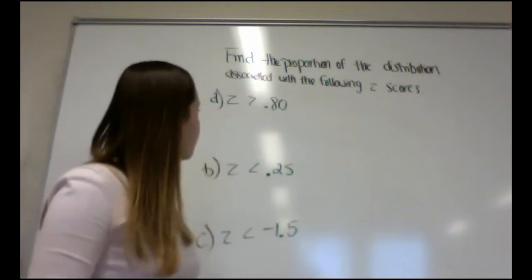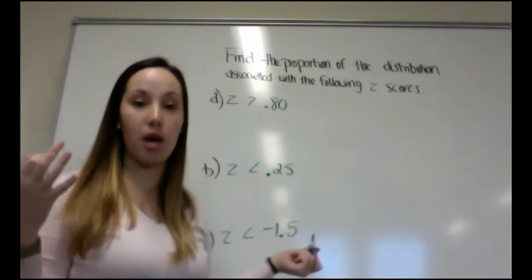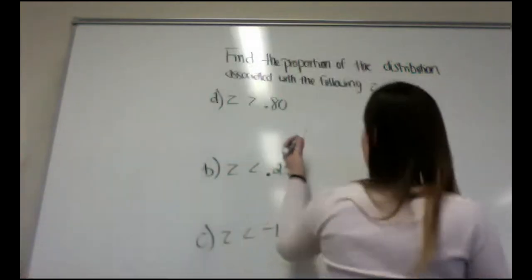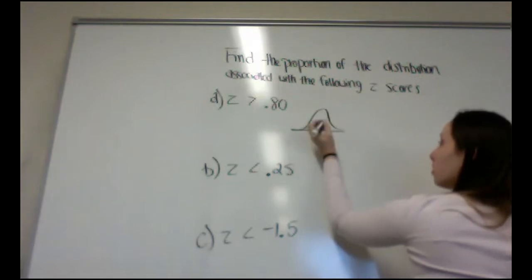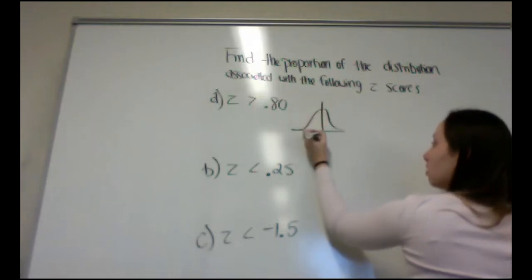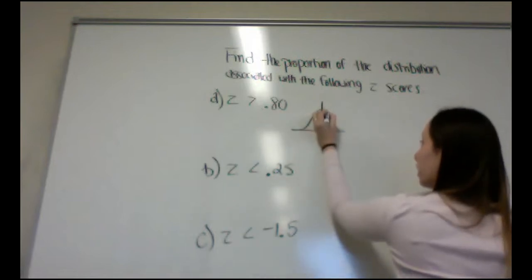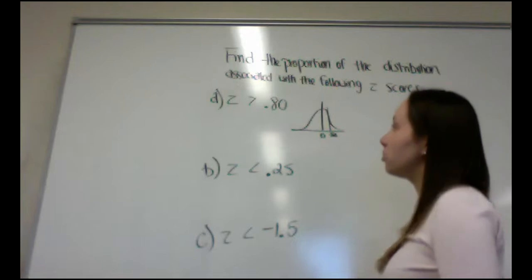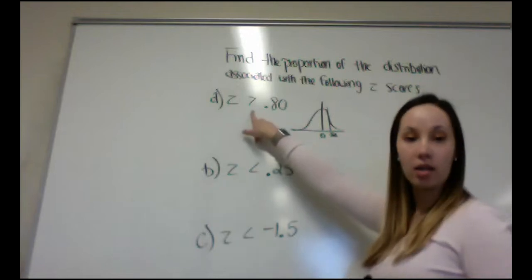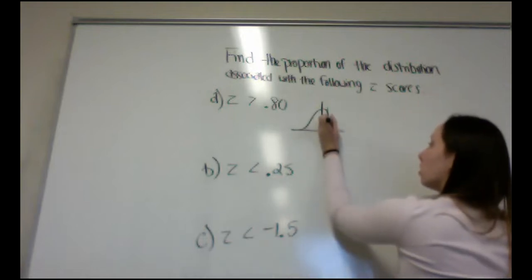Basically, my advice to you when doing these types of problems is to draw everything out so that you can visually see what's happening. So for this one, it's going to look like this. We've got our lovely bell curve. We have our mean, always 0. Our z-score that we're looking at is 0.80 here. This is asking us for the proportion of the distribution that is greater than 0.80, so that is going to be to the right of our distribution. So we're interested in this bit here.